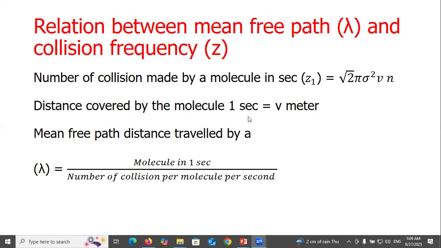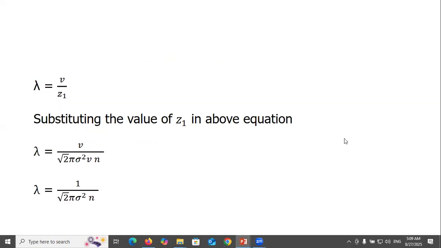Distance covered by the molecule in 1 second is v meter. So mean free path, lambda, equals distance traveled by the molecule in 1 second over number of collisions per molecule per second. So lambda equals v over Z1.